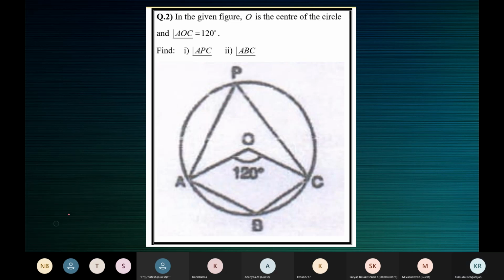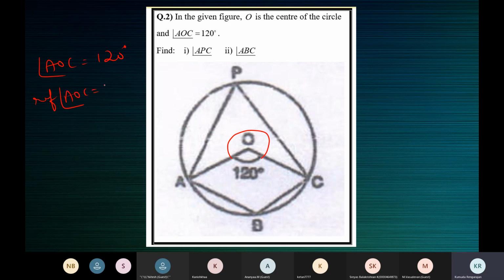Also, how much is this angle, children? This is called the reflex of angle AOC. Angle AOC is equal to 120 degrees. Reflex of angle AOC is equal to 360 minus 120. How much is that? 240 degrees.